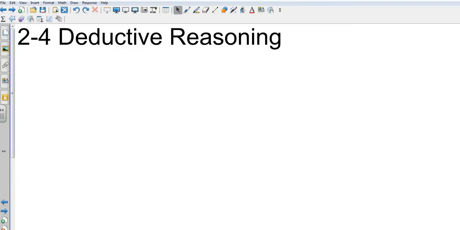Okay, geometry, chapter 2, section 4, deductive reasoning. You'll notice earlier in the chapter we did inductive reasoning. The difference in the two: inductive reasoning is based on statements that could be true or might not be true. Deductive reasoning comes from actual facts, data, statements that are true.